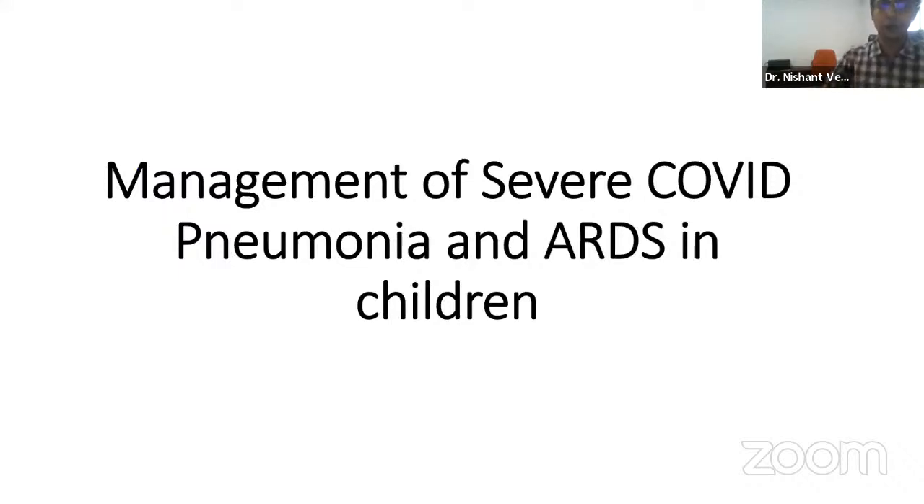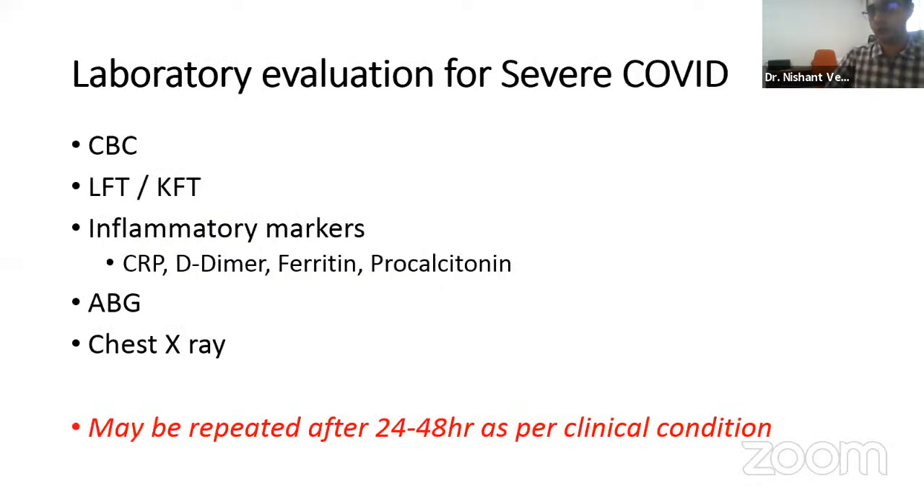Once we have diagnosed a child with ARDS, then how should we manage them? So how to manage severe COVID pneumonia and ARDS in children? So first is lab evaluation. Once we have a child with severe COVID pneumonia or ARDS, these are the investigations which you must do. One is complete blood count, which would include your hemoglobin, total count, differential count, platelet count, a baseline liver and kidney function test, inflammatory markers. So these are the bare minimum.